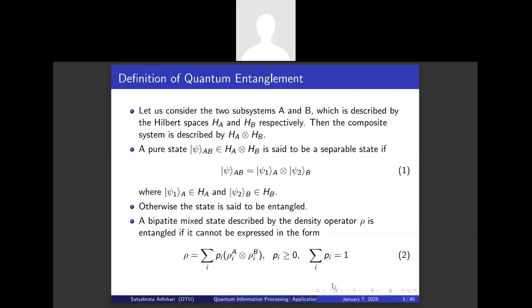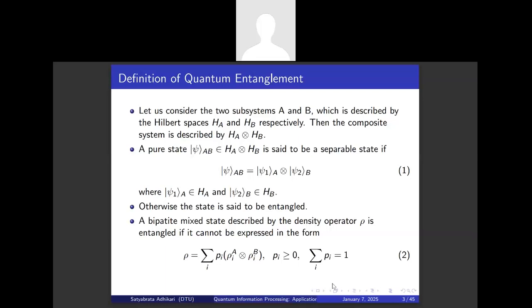So this happens in the case of a pure state, and a pure state is described by a vector. So you can easily see that we can write the tensor product of two subsystems in this factor form. But when we come to the mixed state, it becomes difficult for us to discriminate between the separable state and the entangled state.